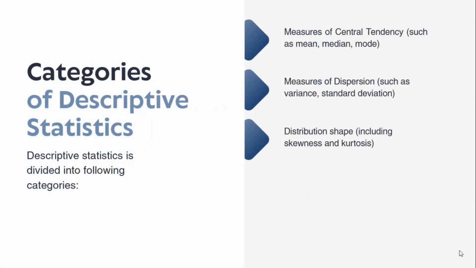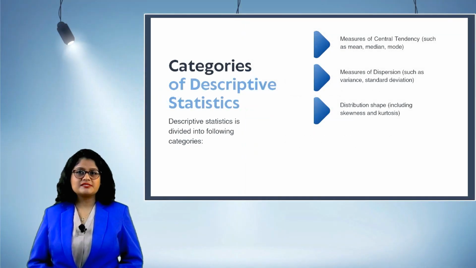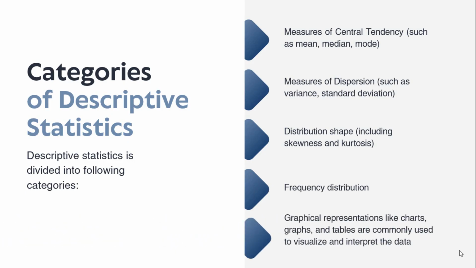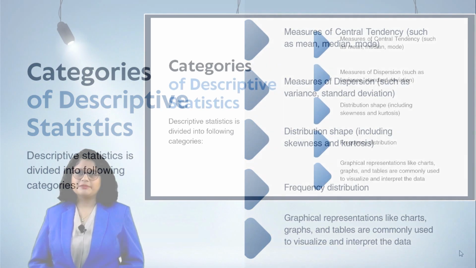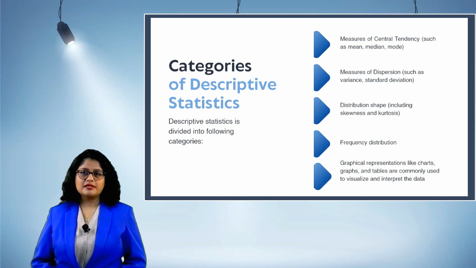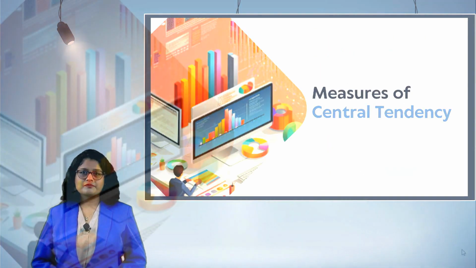Distribution shape. This includes concepts like skewness and kurtosis to analyze the symmetry and the shape of the data. Frequency distribution. Graphical representations like charts, graphs, and tables are commonly used to visualize and interpret the data. Let's dive deeper into measures of central tendency, as they are the most widely used in summarizing the data.